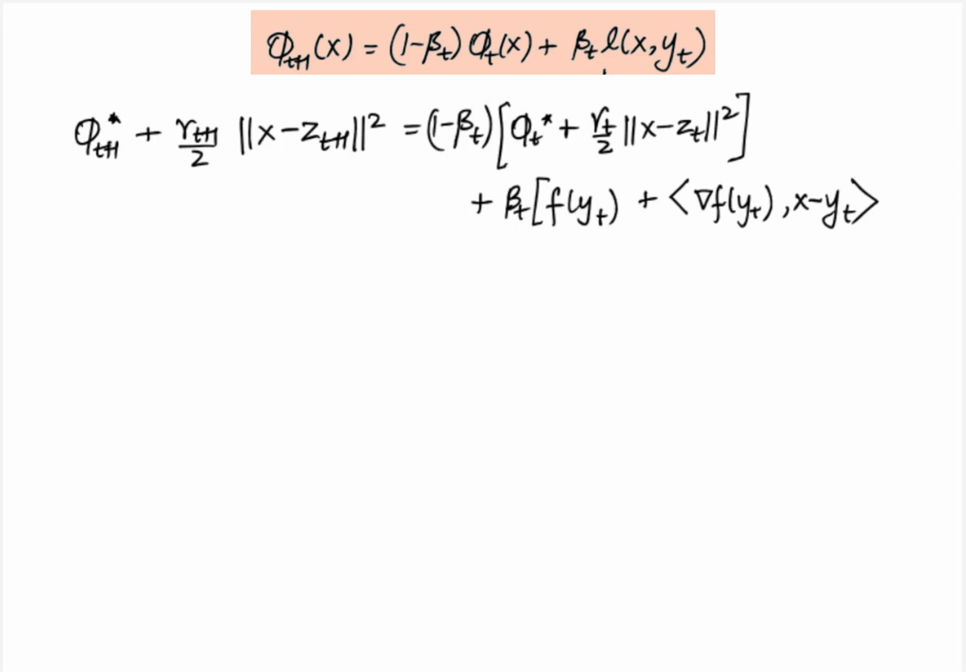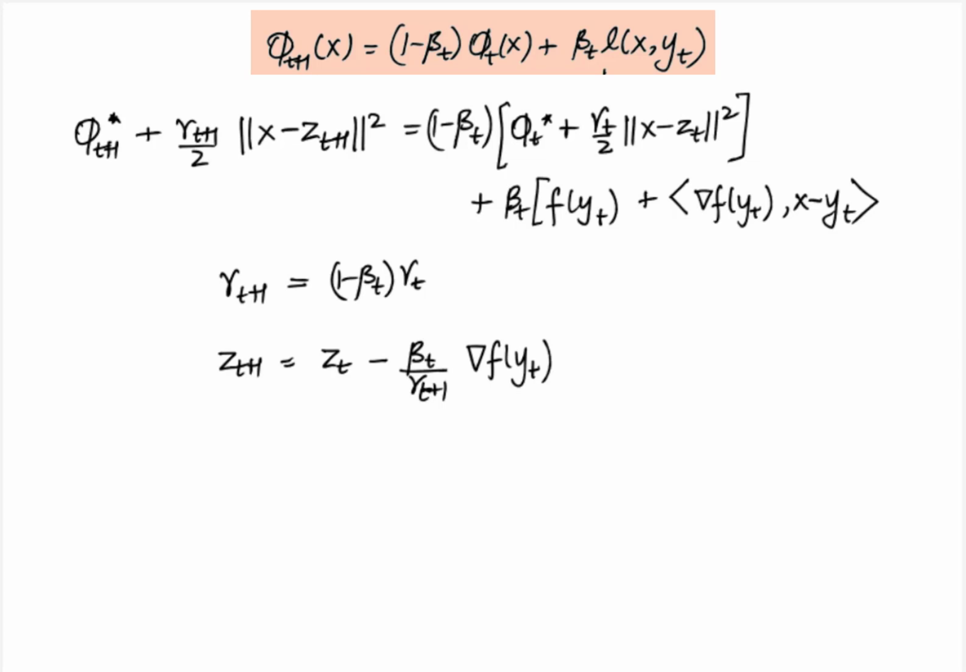Observe that the two sides are quadratic functions of x, so we can match the coefficients of the quadratic, linear and constant terms with respect to x on both sides, and that should tell us the various parameters and their choices. So first we match the quadratic expression, that is the coefficient multiplying norm of x square, so as to obtain gamma t plus 1 is equal to 1 minus beta t into gamma t. Then we match the linear term, that is the term that depends on x, so as to obtain zt plus 1 equal to zt minus beta t by gamma t plus 1 into gradient f of yt.